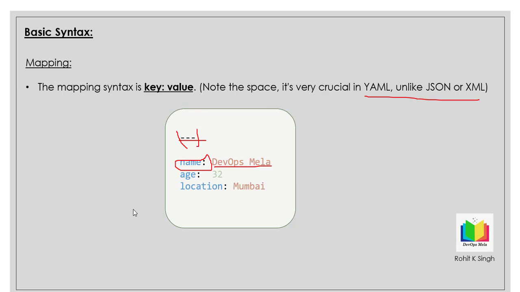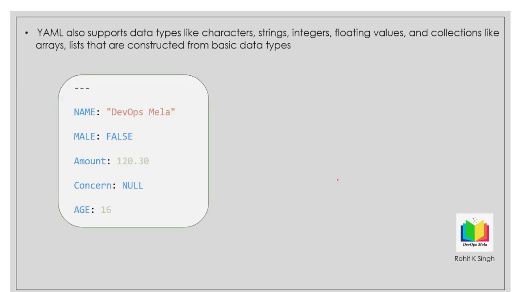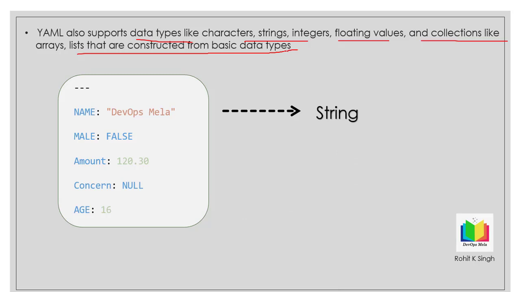Second, YAML also supports data types like characters, strings, floating values, integers, and collection arrays that are constructed from basic data types. So YAML supports strings. If you have a string, you can have it in single inverted commas, or you can also have it in double inverted commas. It also supports Boolean, false, true. It also supports floating, which is like decimals. If you have decimals, it supports decimal values.